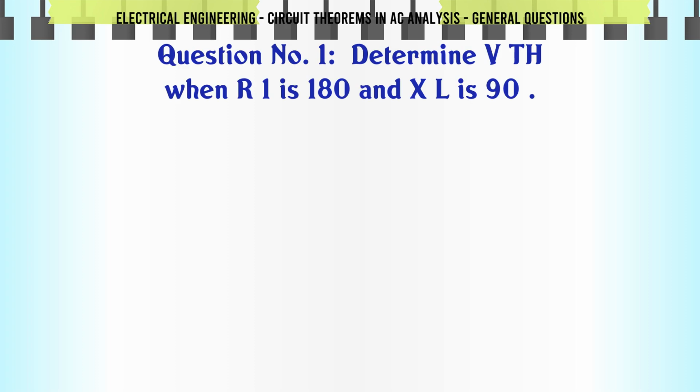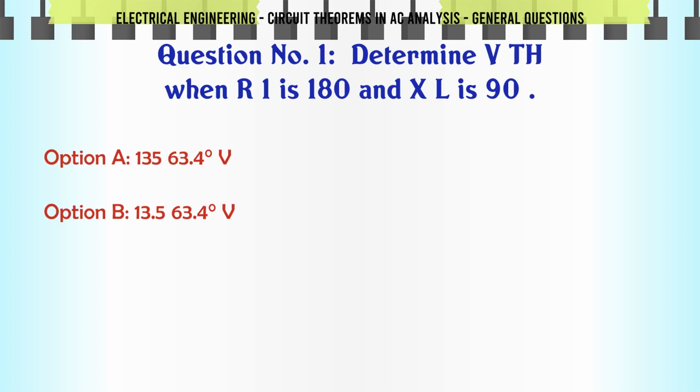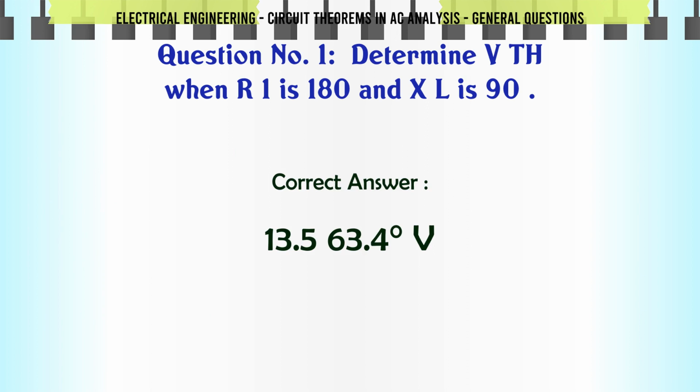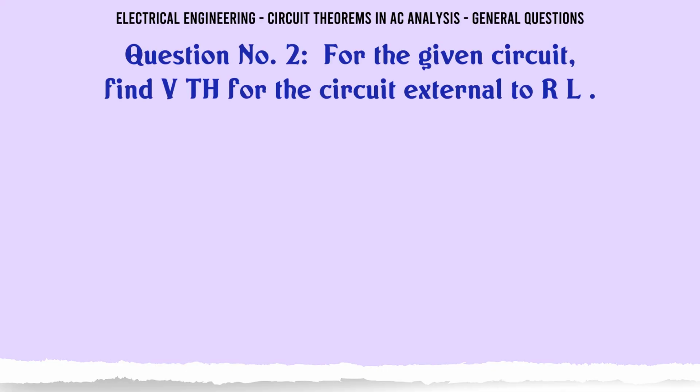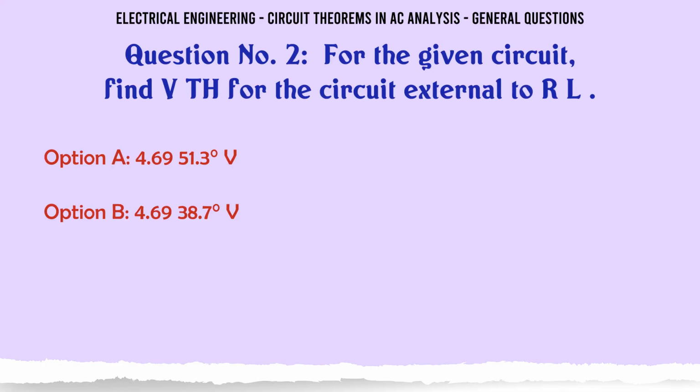Determine V at when R1 is 180 and XL is 90. A: 135.6∠63.4° V. B: 13.56∠63.4° V. C: 12.20 V. D: 122.0 V. The correct answer is 13.56∠63.4° V.